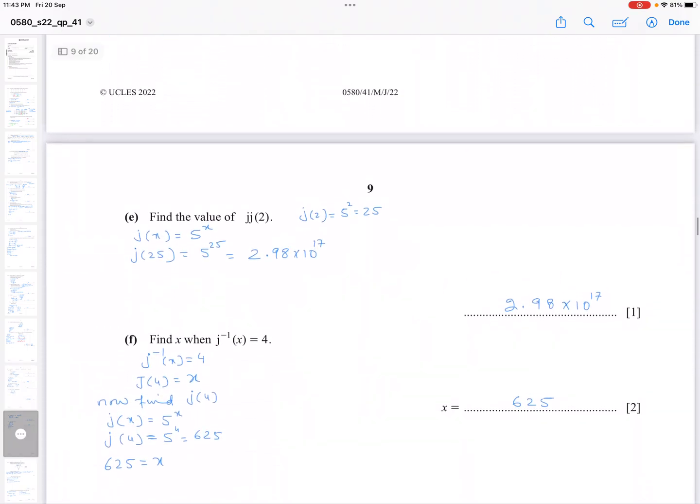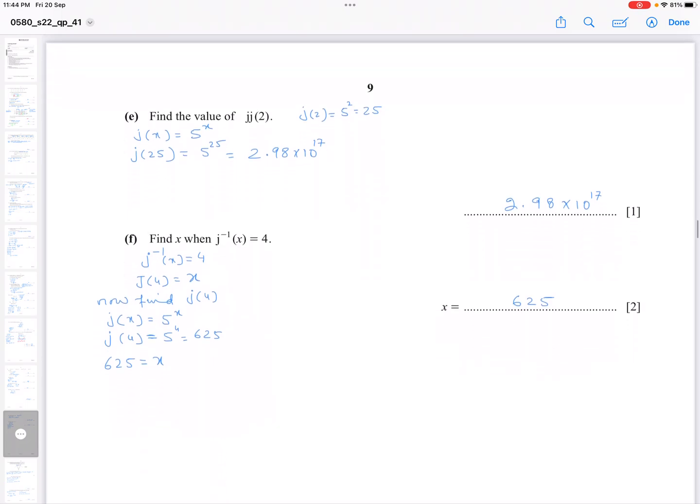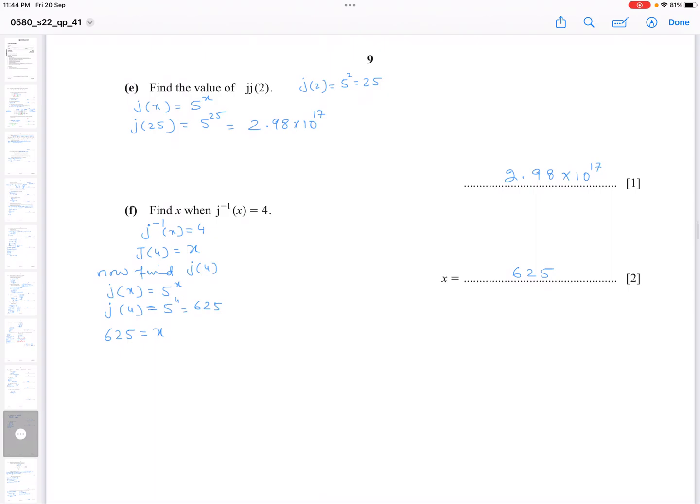E part says find the value of g of g of 2. So g of 2 is 5 power 2. Actually the main function is g of x is equal to 5 power x. So g of 2 would be 5 power 2, which is 25. So g of 25 is equal to 5 power 25, and this is 2.98 into 10 power 17. This is your answer.